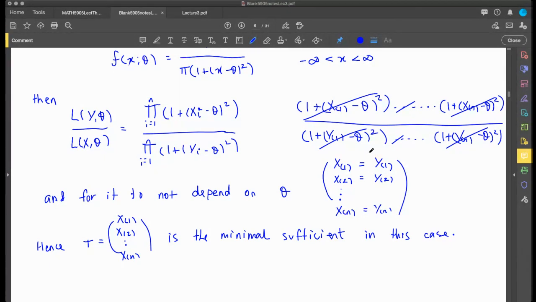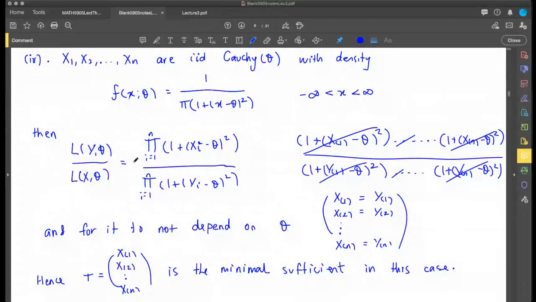Any questions on that exercise? And as I said, right here you'd have a pi to the n, and here you'd have a pi to the n, and they cancel as well, if you just want to be fully complete with the solution.